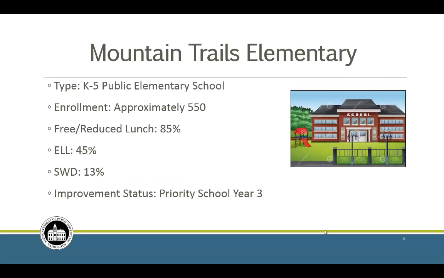We begin with information about our school. This helps set the context for the coaching conversation around our use of the data analysis protocol. Approximately 550 students are enrolled in grades K through 5 in our elementary school. About 85% of our students qualify for free or reduced lunch. About 45% are English learners, and about 13% receive special education services. This is our 3rd year as a priority school. We were identified because of low performance on the state assessments in reading and math over the last 3 years.